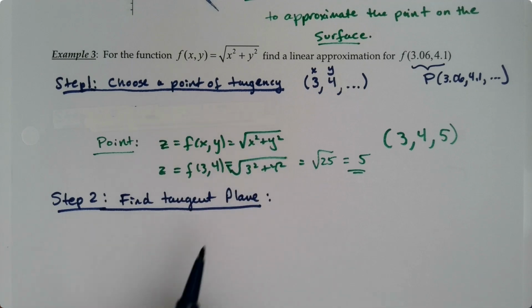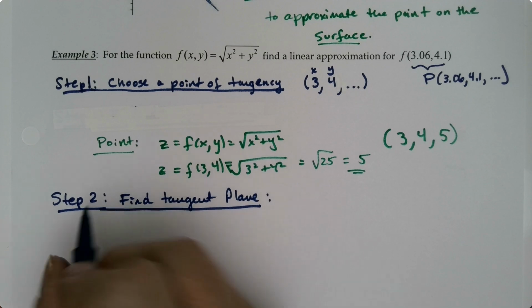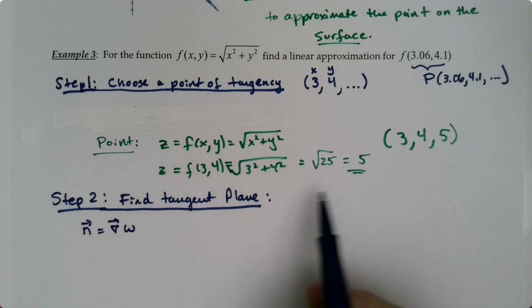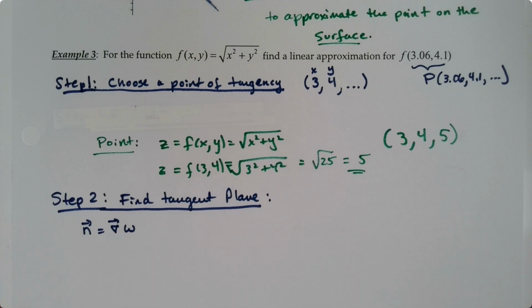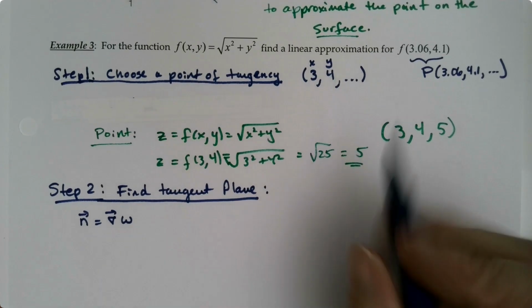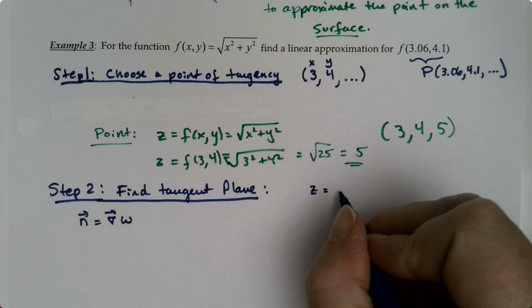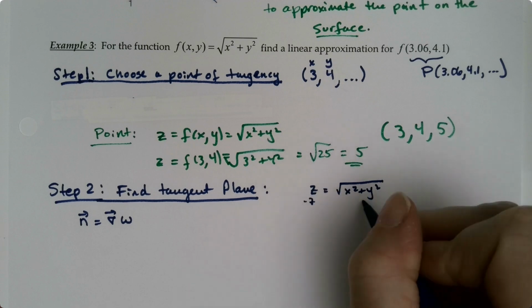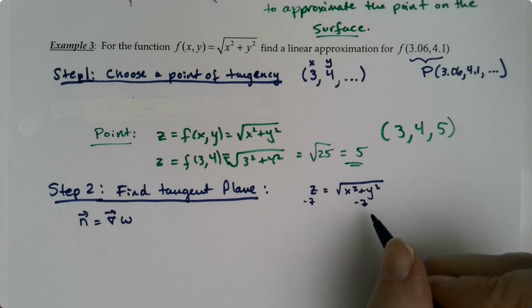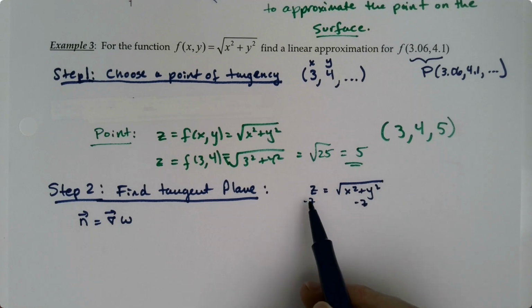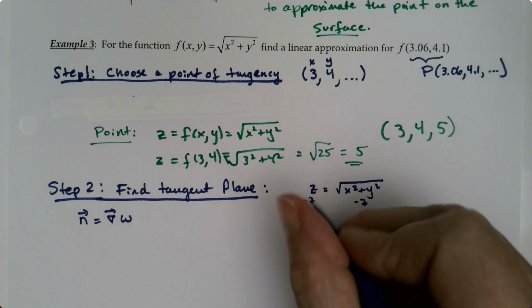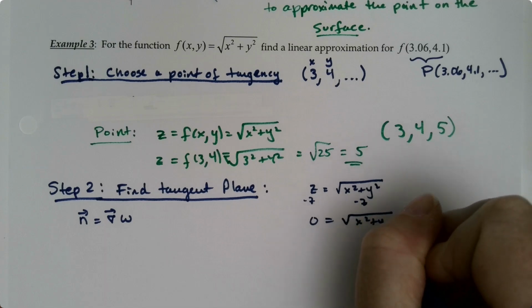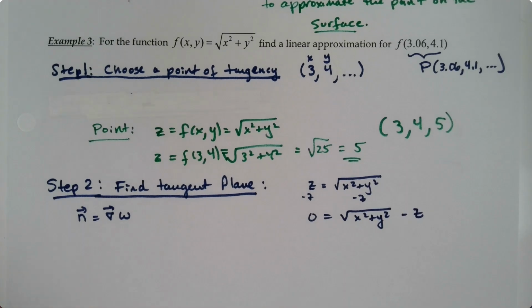Okay, so to find the tangent plane, we need the normal vector. So the normal vector is the gradient of w, but we need w. We don't have a w. All right, well, let's figure that out. So we know that z was equal to the square root of x squared plus y squared. Therefore, if I subtract z from both sides, or you could subtract the square root of x squared plus y squared from both sides, it doesn't make any difference. You'd get 0 equals the square root of x squared plus y squared, take away z. This is now your w.